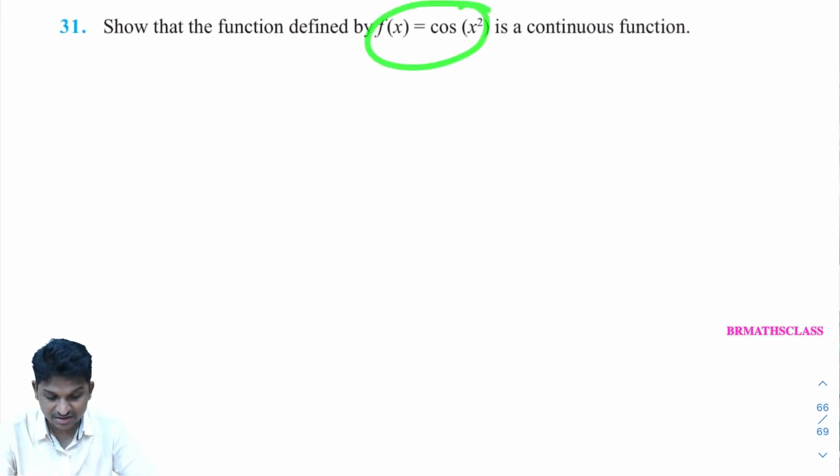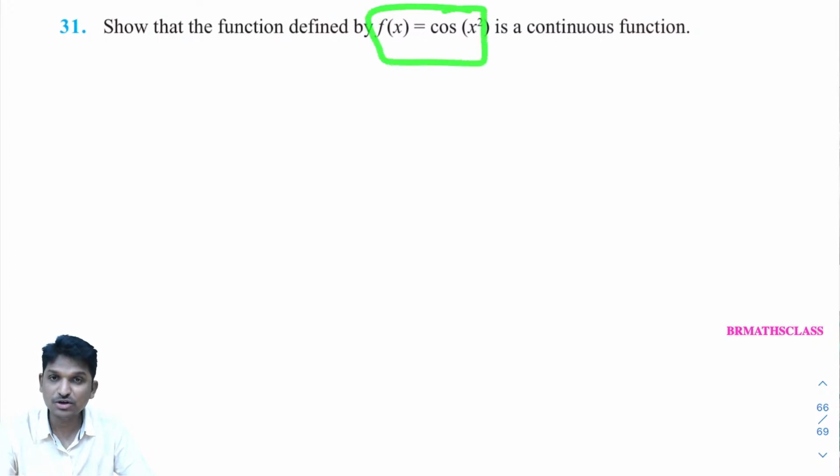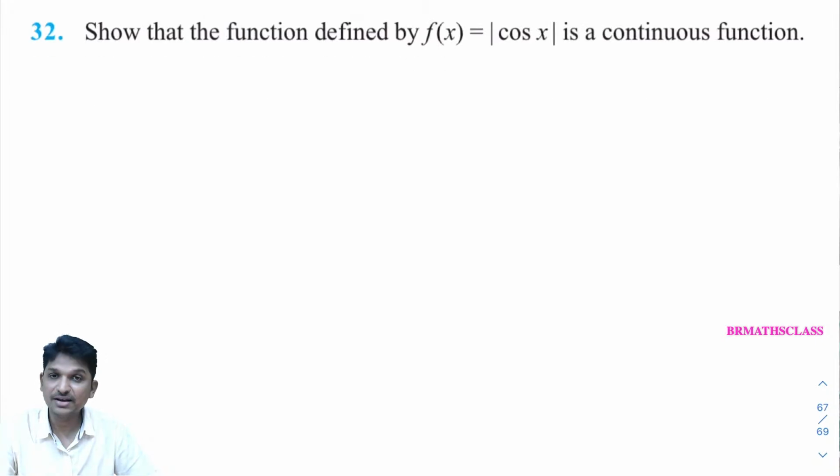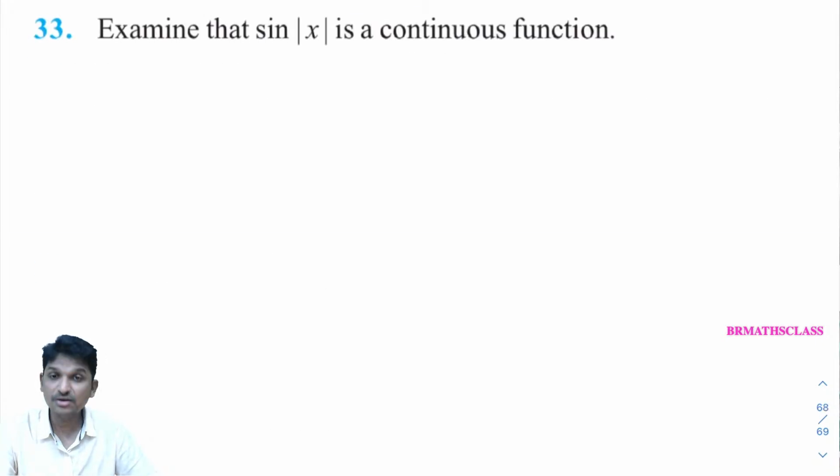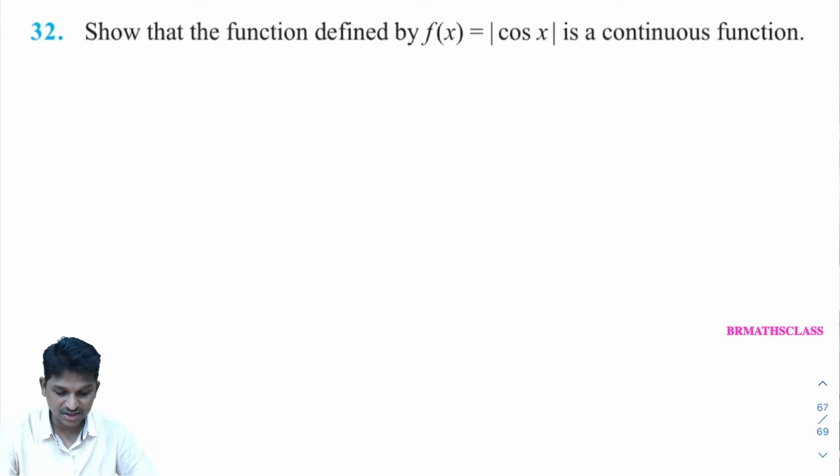And you observe this question number 31. Show that the function is continuous. Actually, it is a composite function. We are going to discuss the continuity of this composite function. 31, 32, 33 are of one model. So in total, two types of problems we are going to do in this class.